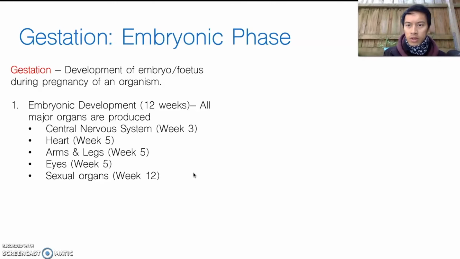So let's have a look at gestation. What happens after it is fertilized, and now we're looking at the development of the embryo and fetus. The development during the pregnancy is called gestation, and it is divided into 2 stages. The first one is the embryonic stage, and the second one is the fetal stage. Let's start at the embryonic development stage. The first 12 weeks is the embryonic phase. That is commonly referred to as the first trimester in pregnancy, and this is where all the major organs are being produced. The central nervous system by week 3, the heart week 5, little arms and legs week 5, eyes week 5, sexual organs by week 12.